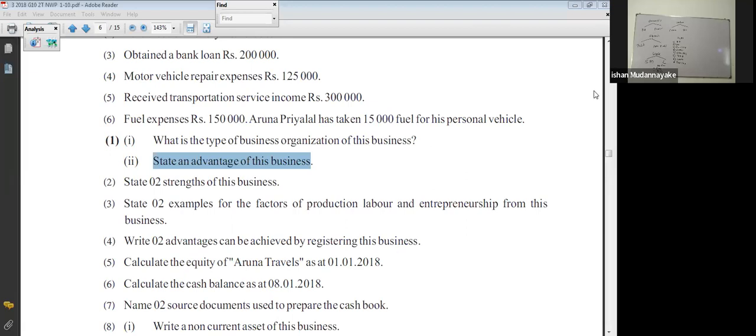Quickly write down the answers. Convenience to start. Independence in decision making. Ability to use own skills at the best. Yes, he can use his own skills at the best. Right, write down the answer quickly.